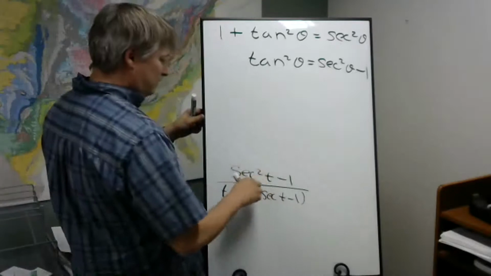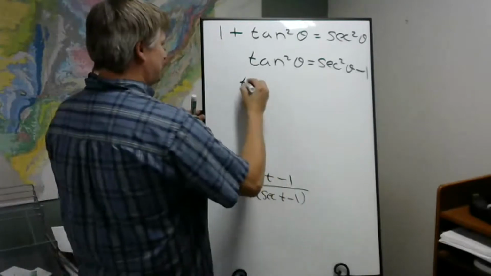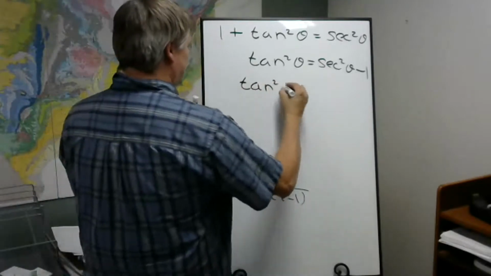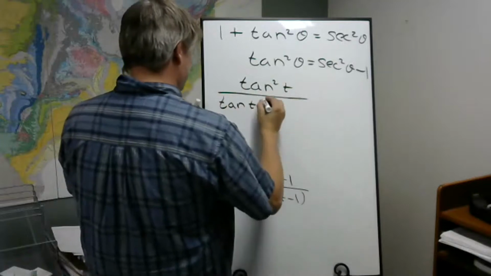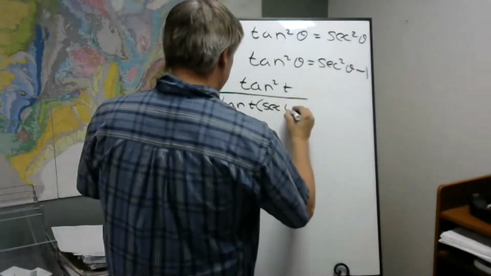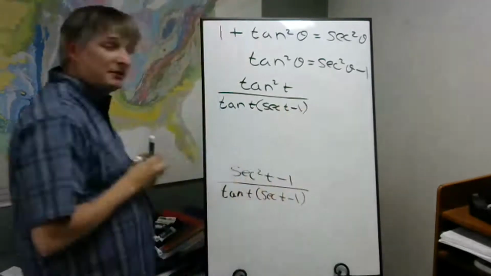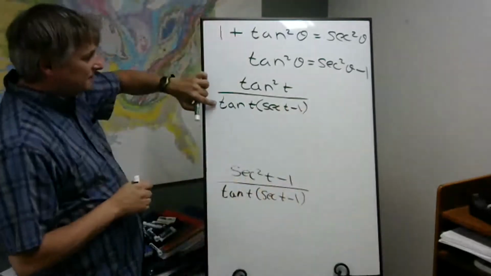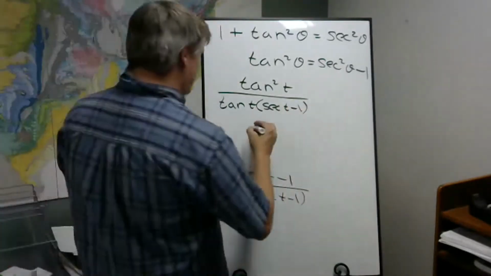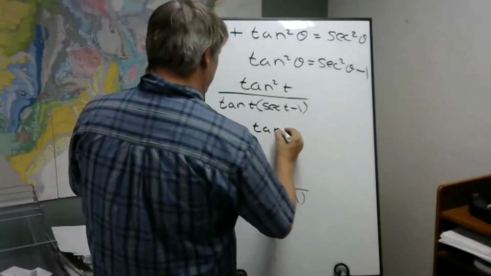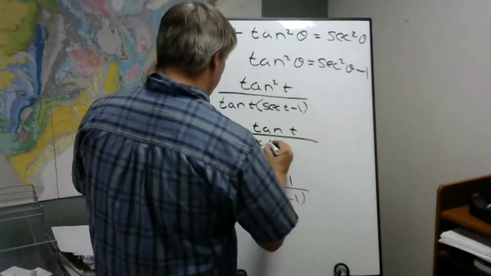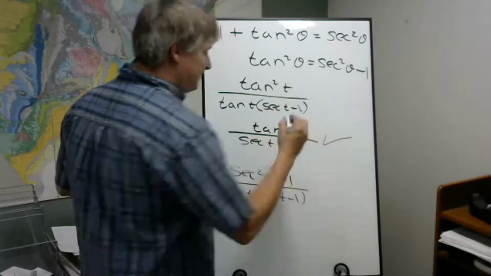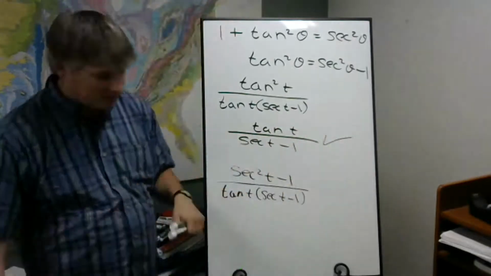So we're going to replace this with tangent squared t, like so. We can divide tangent into tangent squared. We'll get tangent t over secant t minus 1. And that's the other side we were looking for.